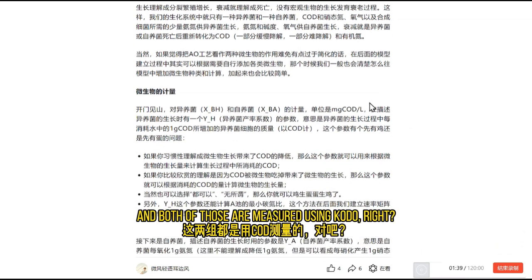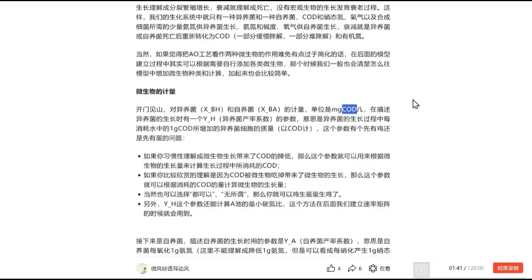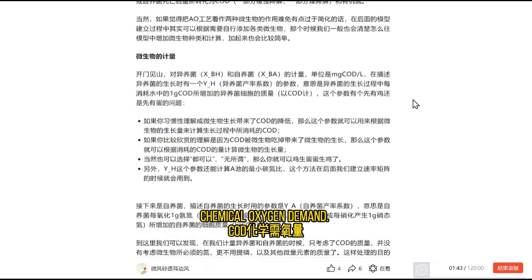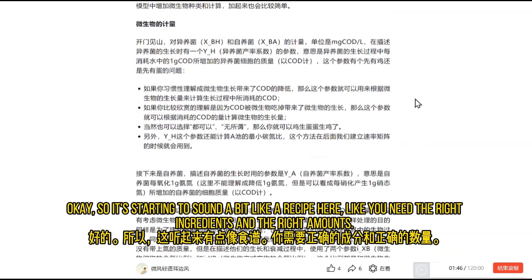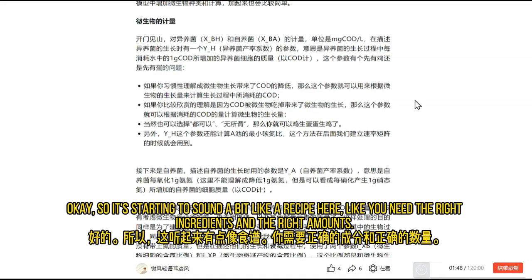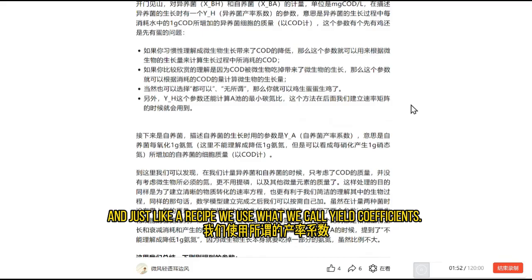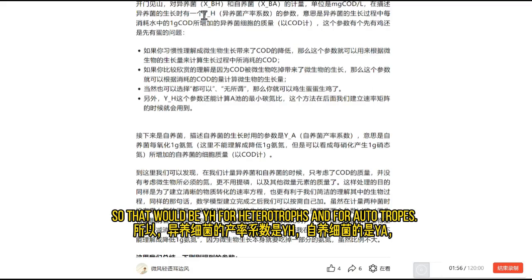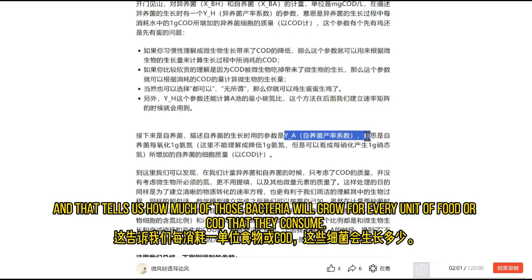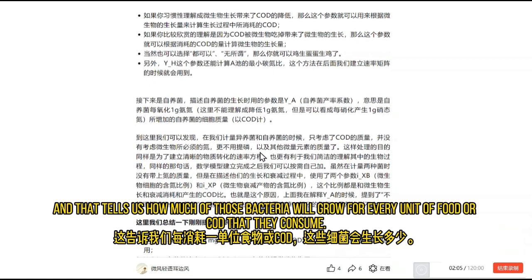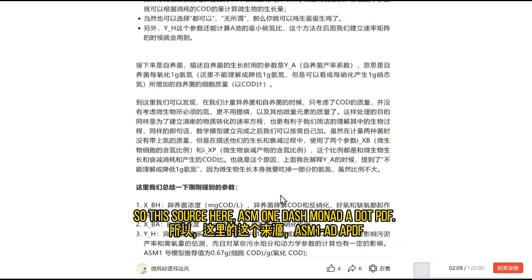And both of those are measured using COD, right? That's right, chemical oxygen demand. Chemical oxygen demand. Okay. So it's starting to sound a bit like a recipe here, like you need the right ingredients in the right amounts. It is a lot like a recipe. And just like a recipe, we use what we call yield coefficients. So that would be YH for heterotrophs and YA for autotrophs. And that tells us how much of those bacteria will grow for every unit of food, or COD, that they consume.